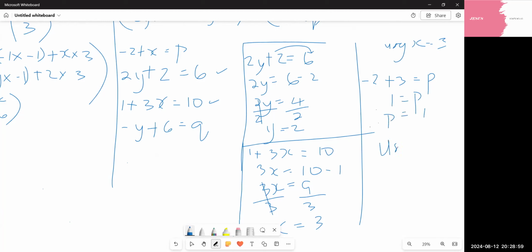And then we say using y equals 2, negative 2, because the equation is negative y plus 6. So negative 2 plus 6 equals q. Negative 2 plus 6 is 4. Therefore, q is equal to 4. So that's the last example that was done in the video in the class today based on our example equal matrix.